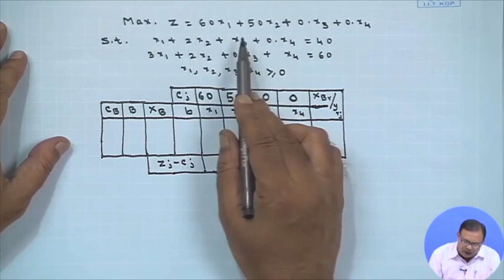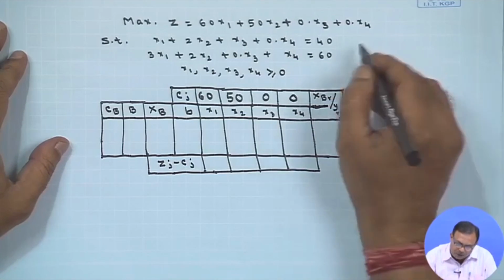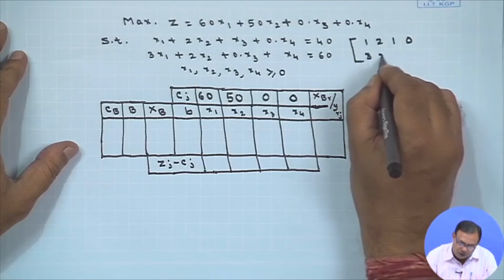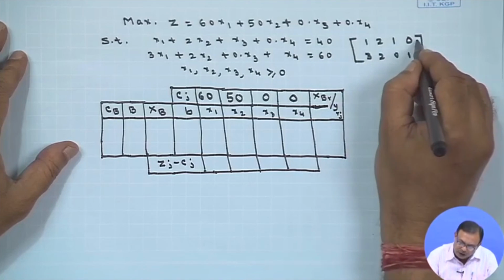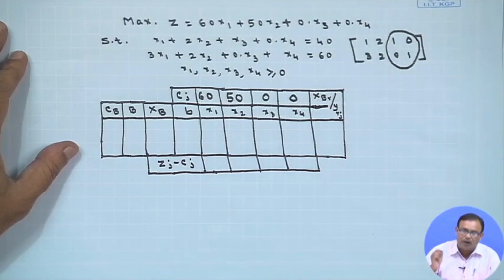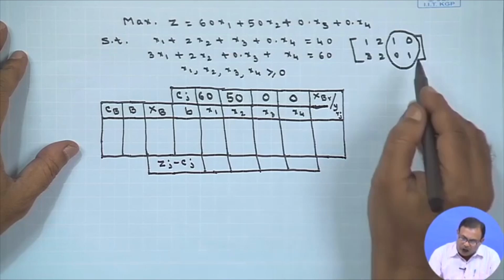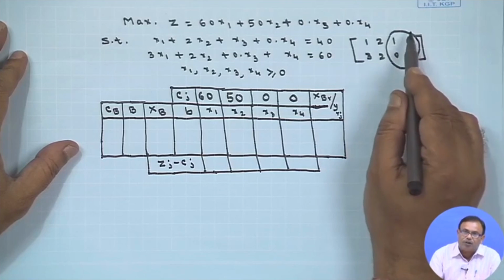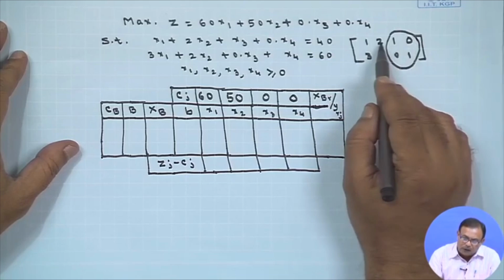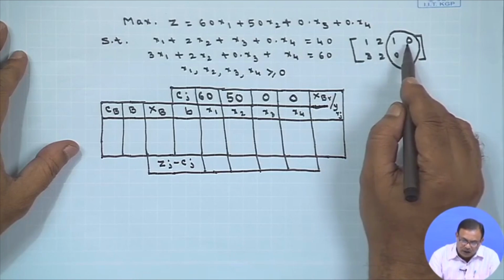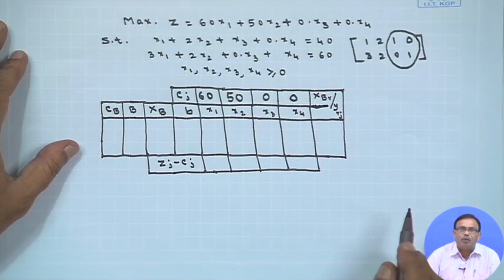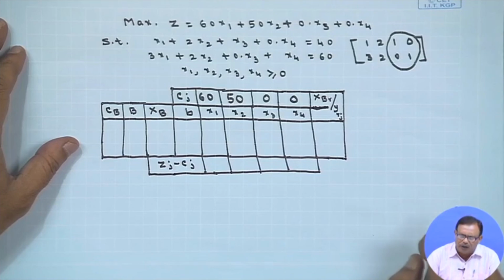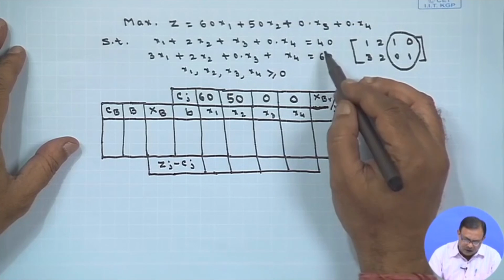Now, if you see, this is a matrix which we can write down as 1 2 1 0, 3 2 0 and 1. So, if you see, these two columns will always form linearly independent vectors. I have to see where I am getting the unit matrix, and corresponding to this unit matrix, whatever decision variables are associated, those will be the basic variables. So, basic variables are those corresponding to the unit matrix which I am identifying in this constraint set.